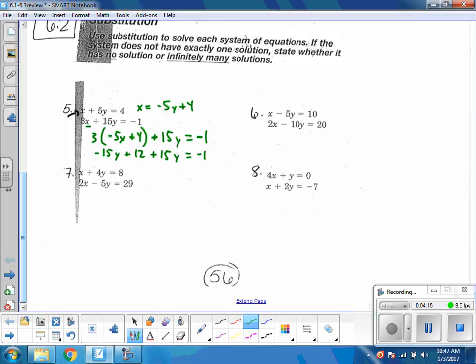I'm going to combine like terms, and I see my variables cancel out, and I end up with 12 equals negative 1. And when I see this, 12 will never equal negative 1, so I can already tell this is my proof that there is no solution. So I'm looking for things like that. If it actually equaled something, then I'd have to substitute it out. All right, why don't you try number 6?